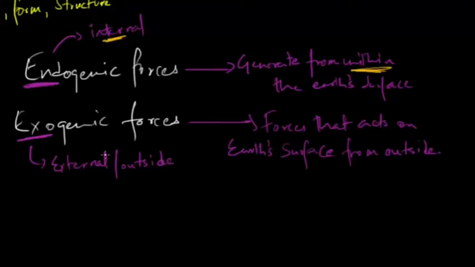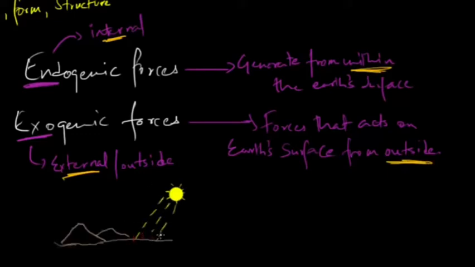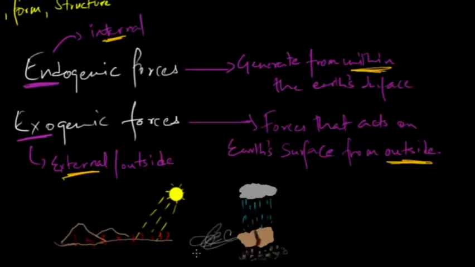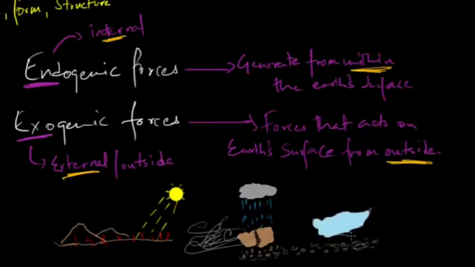Now the other force, that is the exogenic forces, acts on Earth's surface from outside. For example, sunlight. It is constantly heating up the Earth's surface. Then we have rain, which is responsible for weathering of rocks. Then we have wind, that takes the soil from one place to another. Then we have ice, glacier. When it melts, it is again responsible for carrying the soil from one place to another.